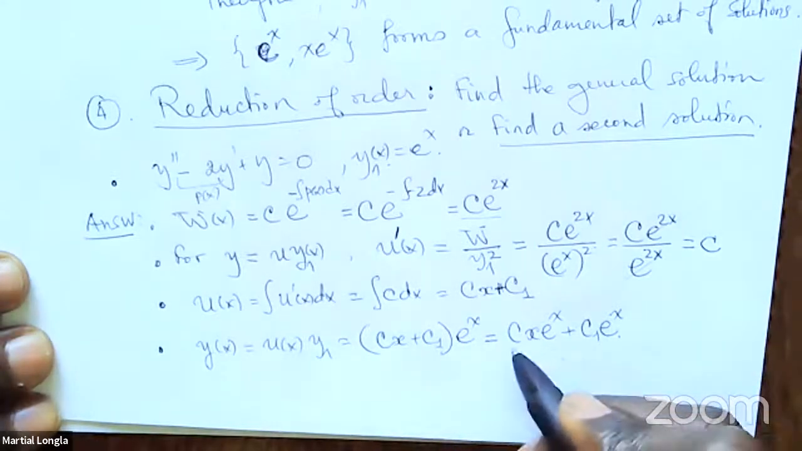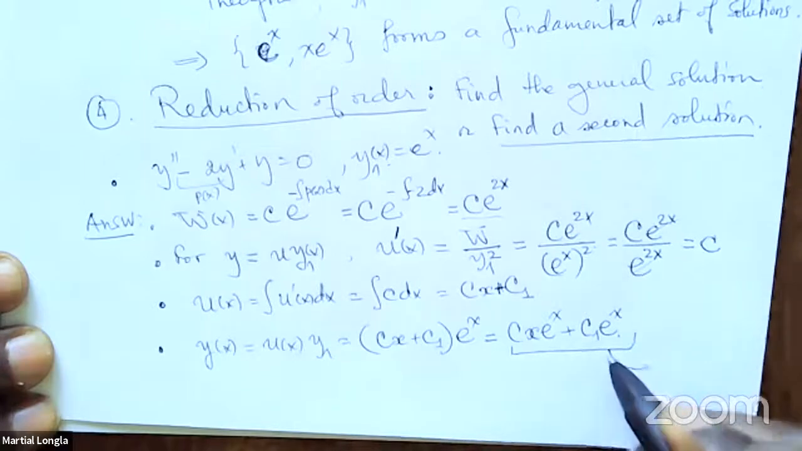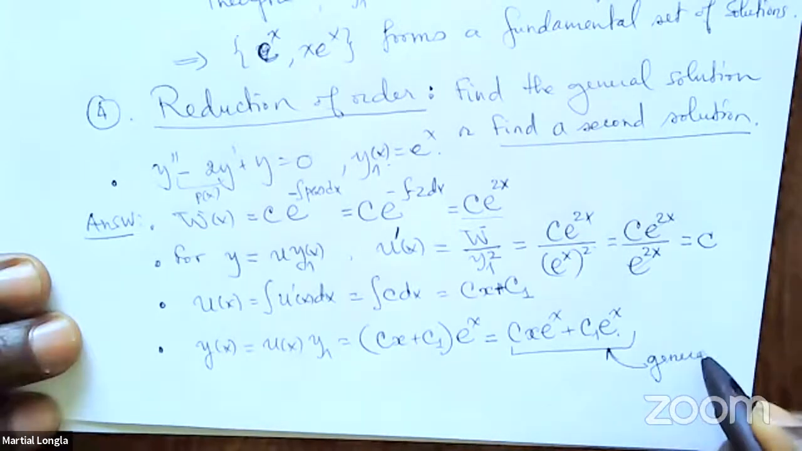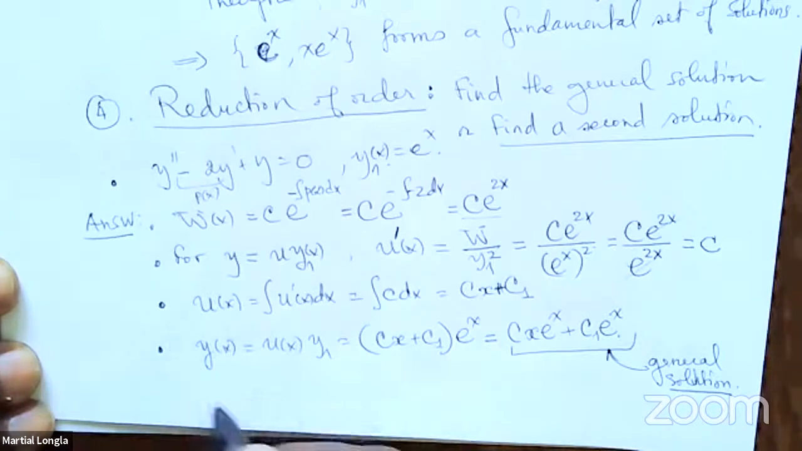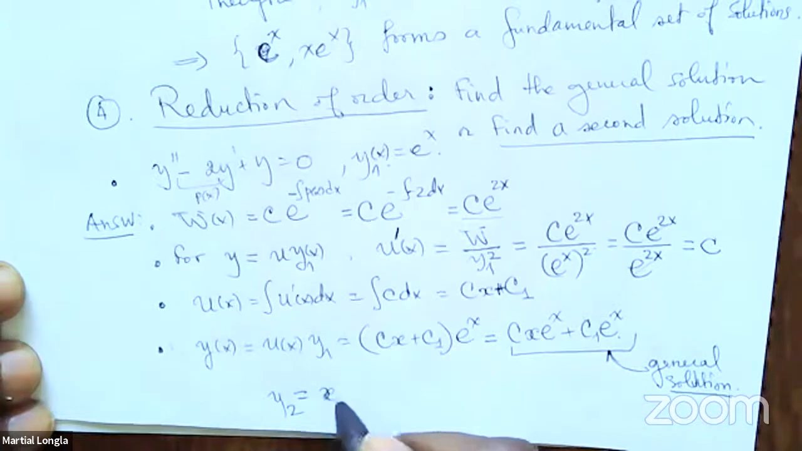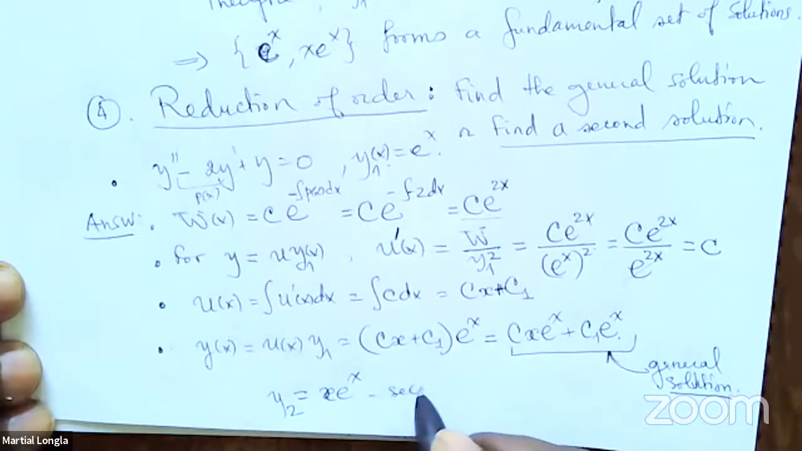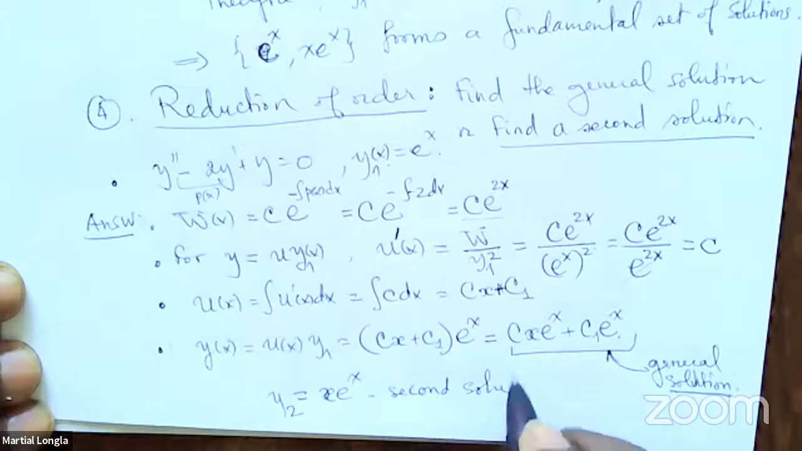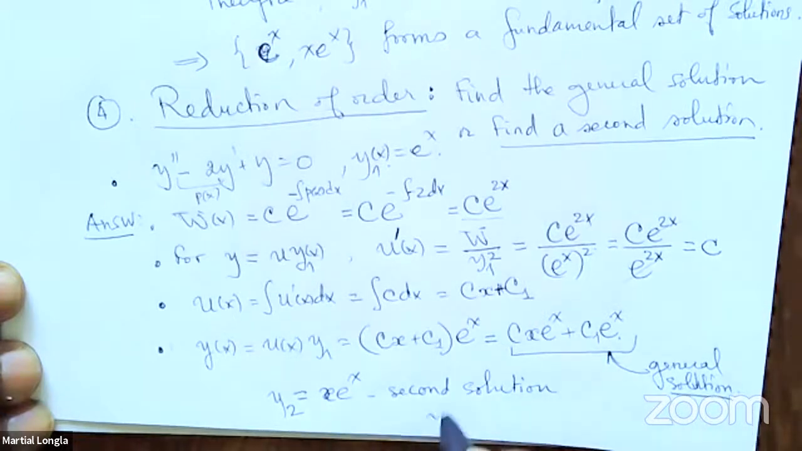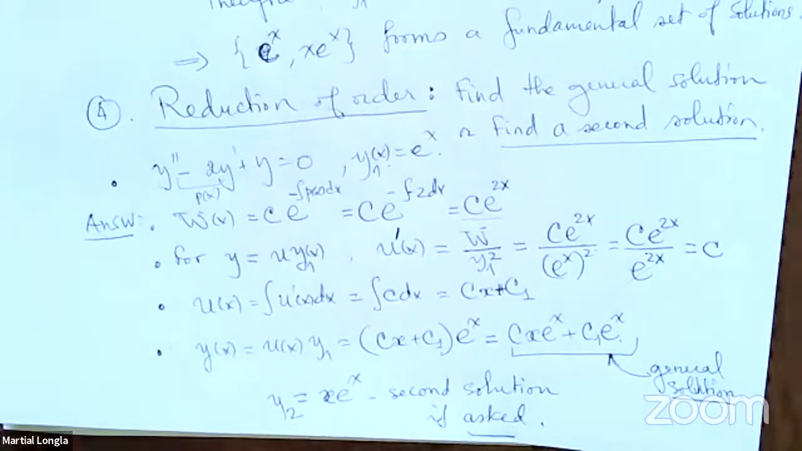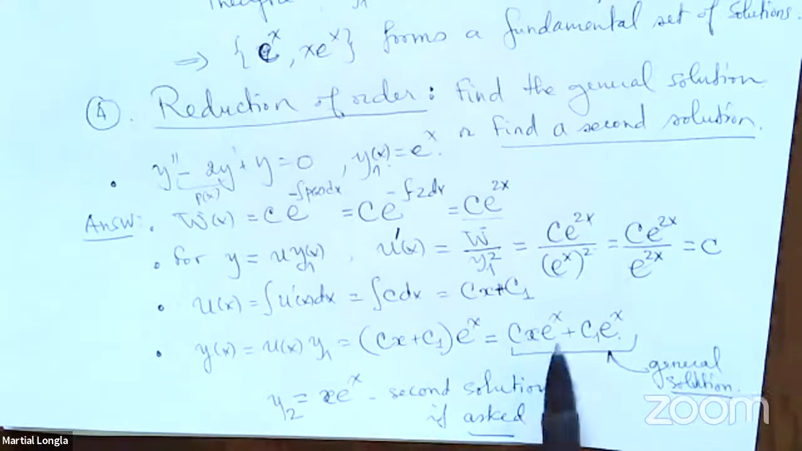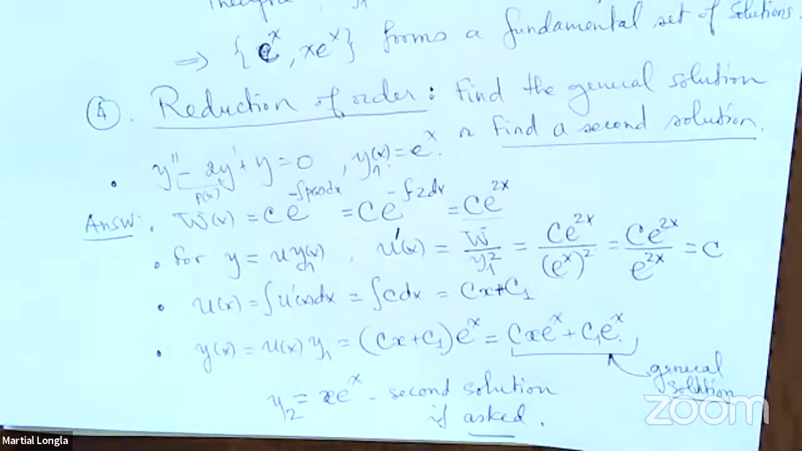So if I'm asked to find a general solution, this is the general solution. If I am asked to find a second solution, y2 is x e to the x, which will be a second solution, if asked. That's the other solution that is there, x e to the x, which is different from the first one that you had.